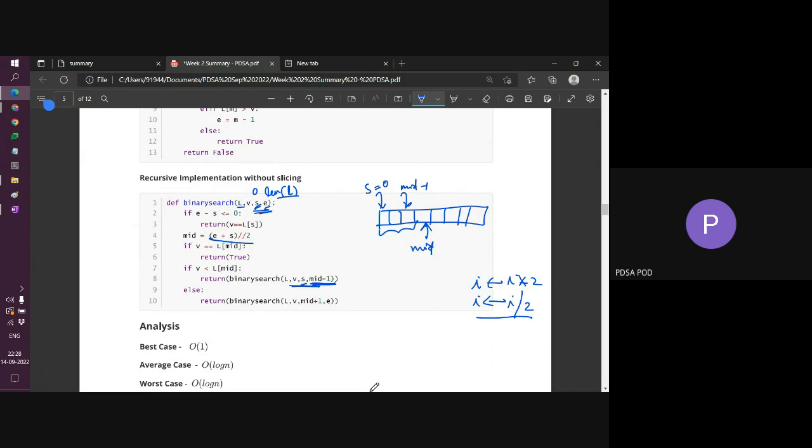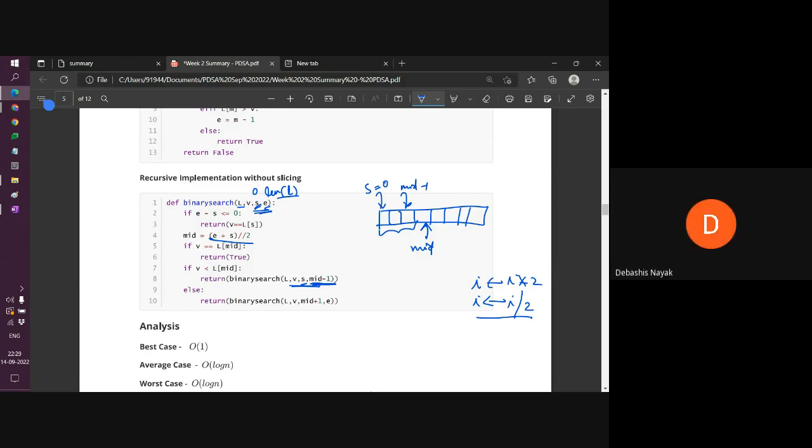Instead of just the list, I'm also telling you what range I have to look at. And I redefine the range every time the binary search function is called. I redefine the range. Yeah.